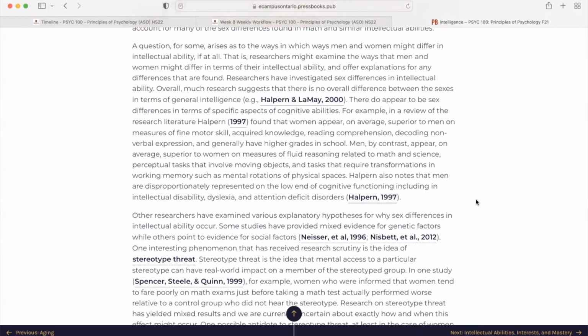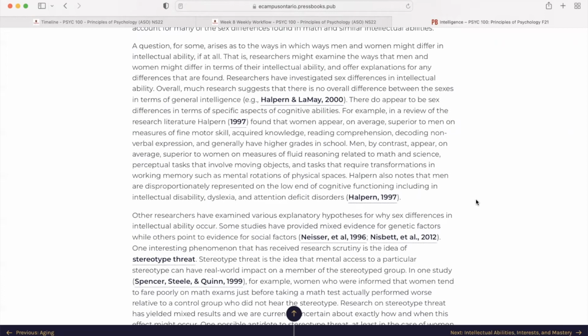The question for some arises as to the ways in which men and women might differ in intellectual ability, if at all. That is, researchers might examine the ways that men and women differ in terms of their intellectual ability and offer explanations for any differences that are found. Researchers have investigated sex differences in intellectual ability. Overall, much research suggests that there is no overall difference between the sexes in terms of general intelligence.